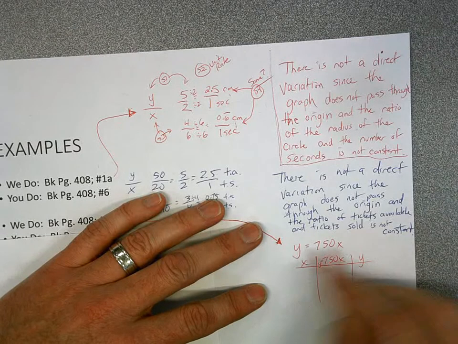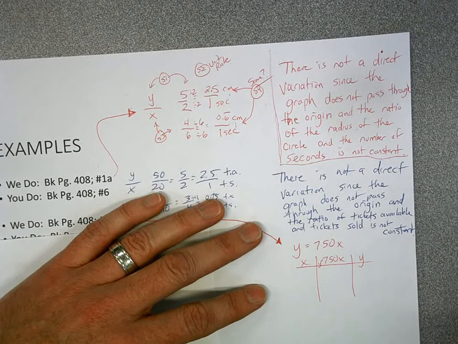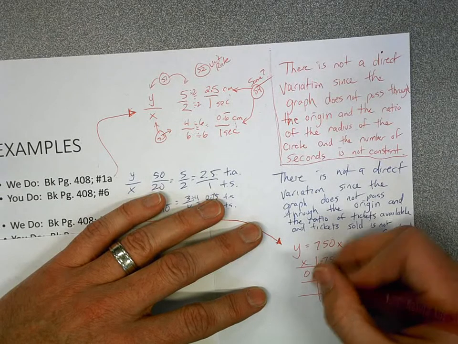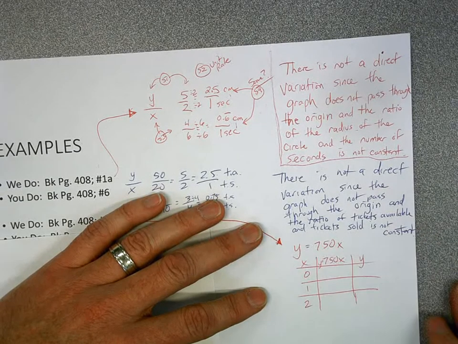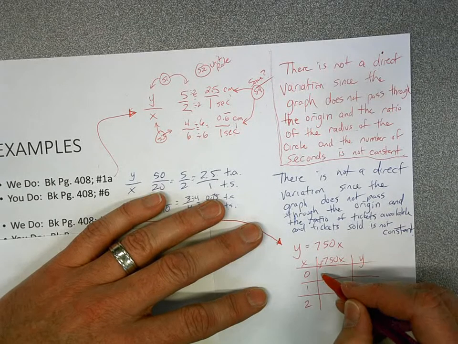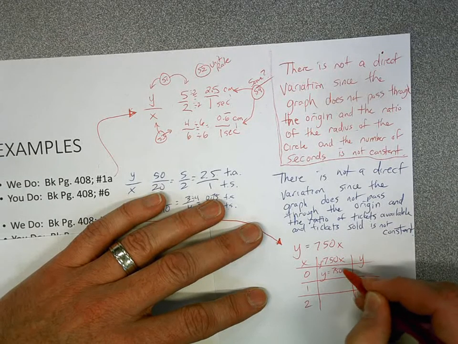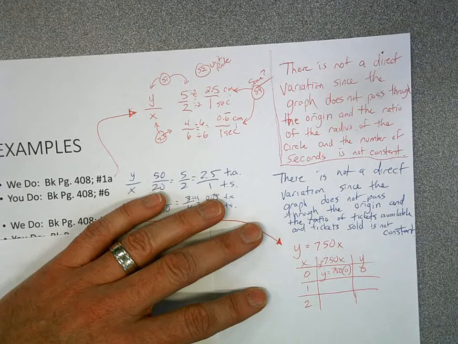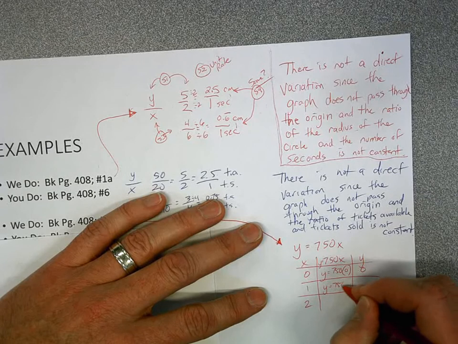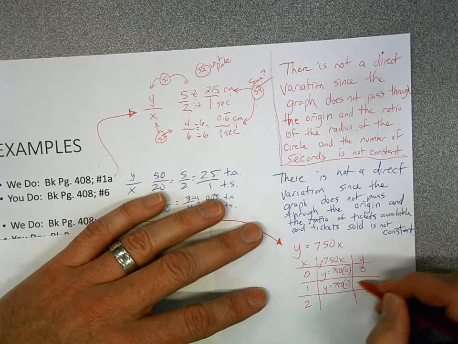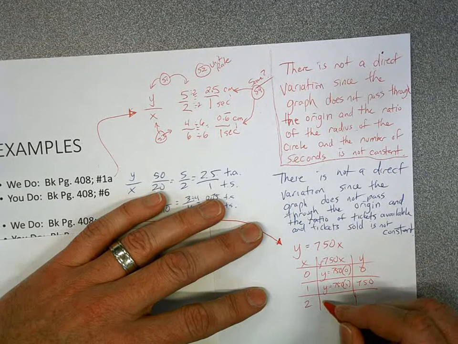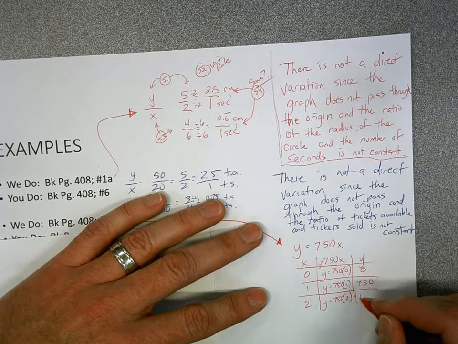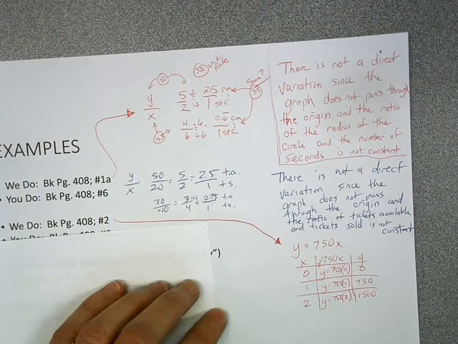Now, considering the story, I'm not gonna use negative numbers. So what I can do is just go ahead and graph 3, 0, 1, and 2. So y equals 750 times 0. That would, of course, give us 0. y equals 750 times 1. That gives us 750. And y equals 750 times 2, 1,500. All mental math.